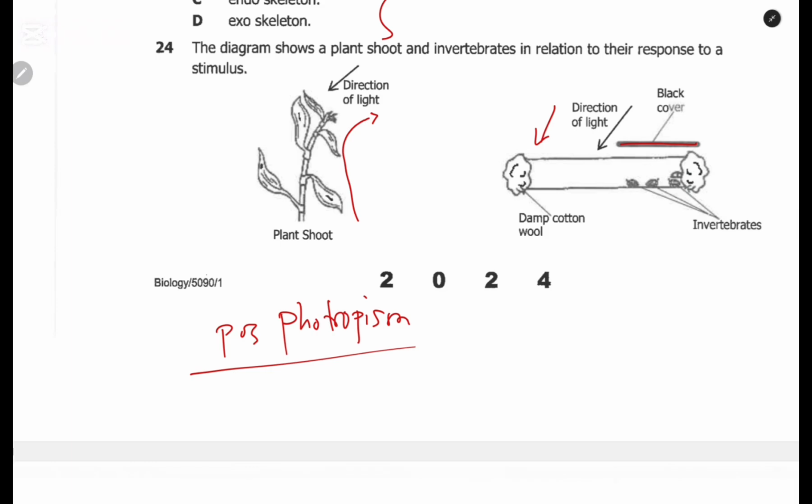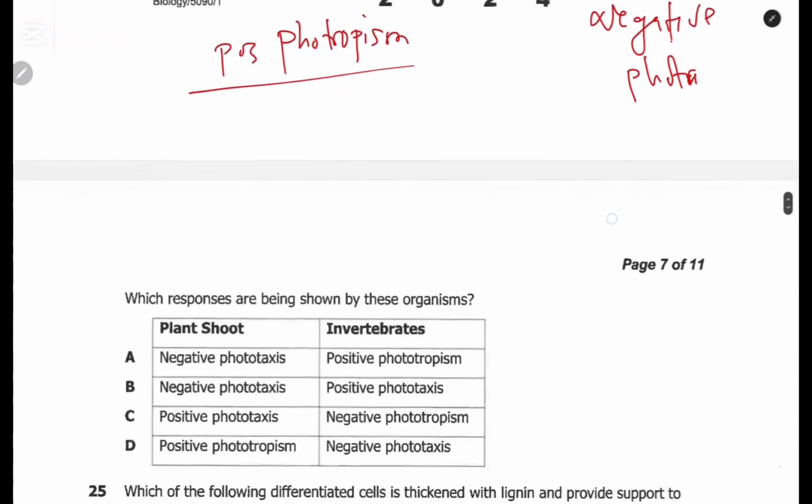Okay, so these invertebrates are moving toward the part that is dark, which means they are moving away from light. So that is negative, but we don't say phototropism, we say phototaxis. Phototropism is just for plants. This is called phototaxis. Let us look at the answers.